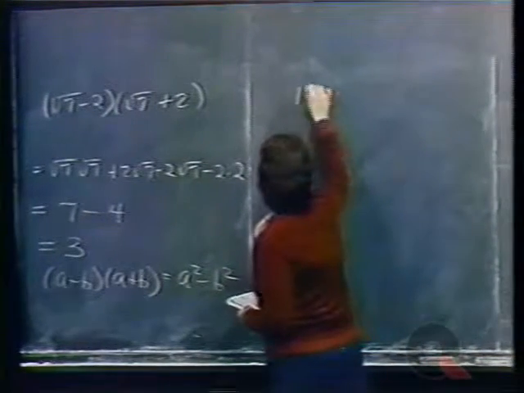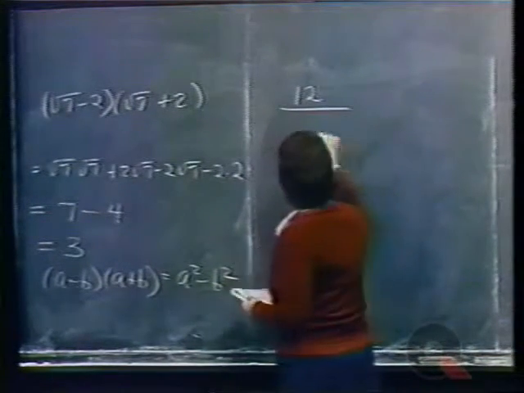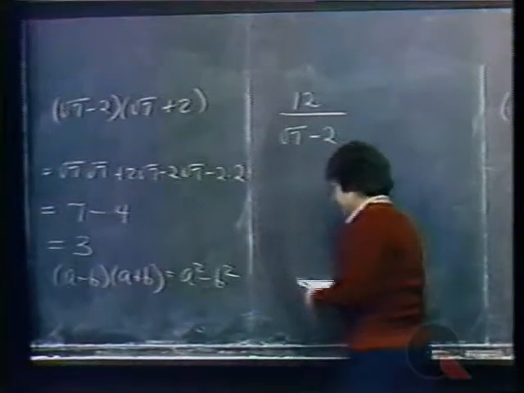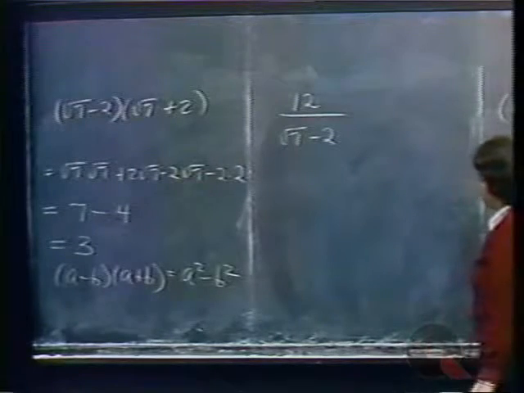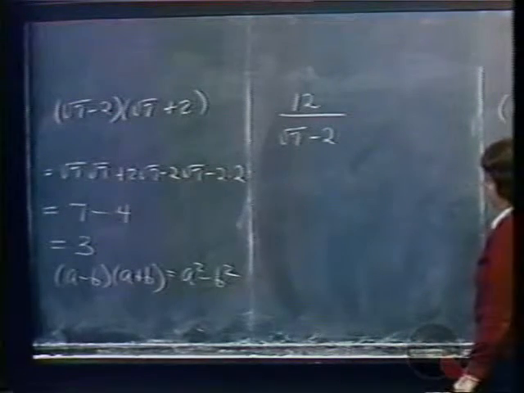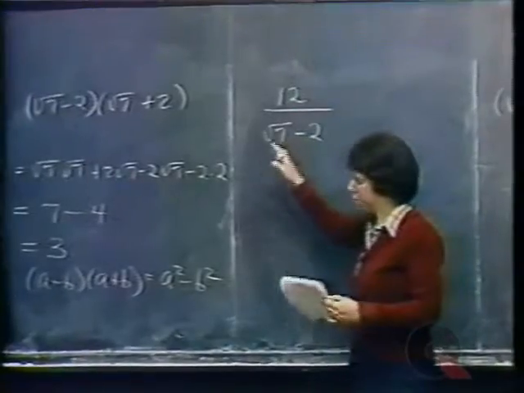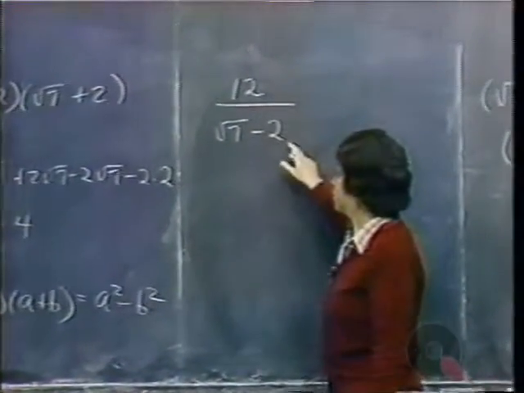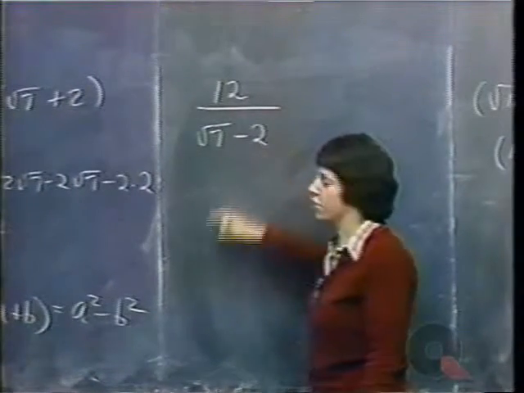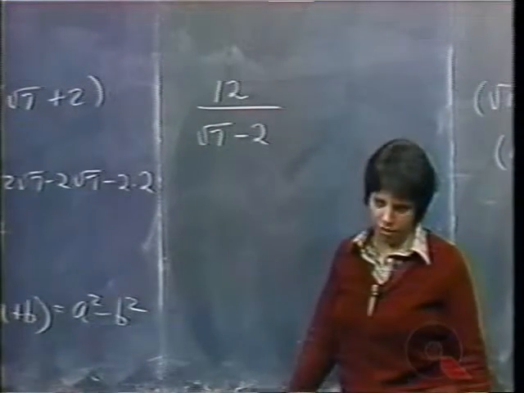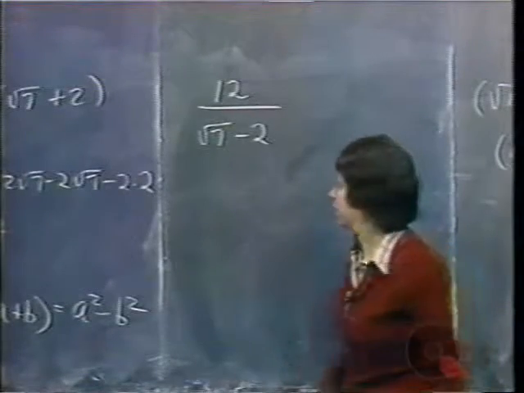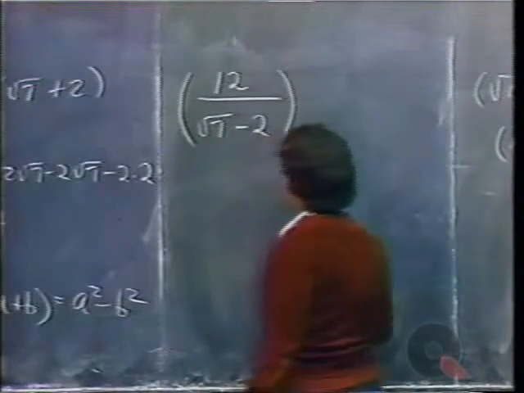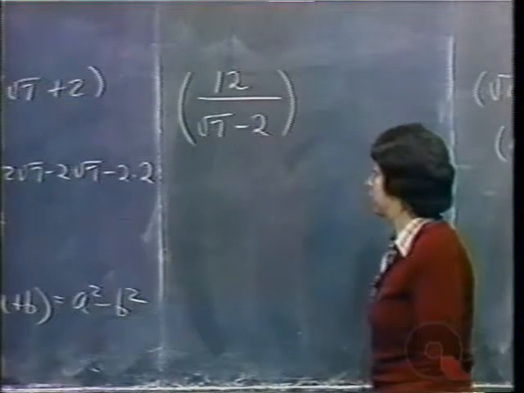Let's look at this problem. So we have 12 over the square root of 7 minus 2. When I say rationalize the denominator, what I would like to do is get an expression equivalent to this one for which there is no radical in the denominator. The radical in the denominator has been replaced by a rational number. So we're rationalizing the denominator. We would like to replace the denominator that we have by a rational number.